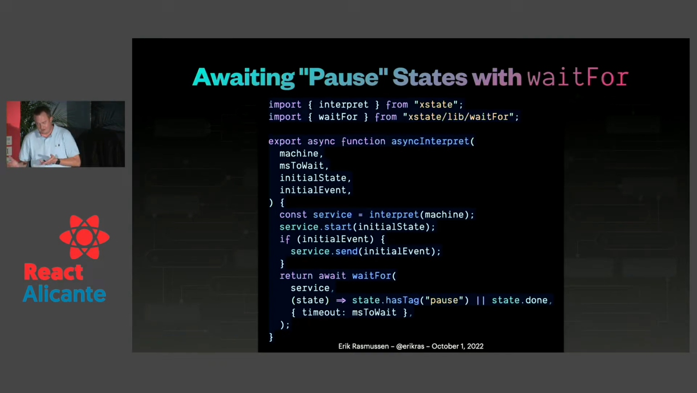Now, how do we do this? Well, my favorite state machine library is XState, by the Stately team, who are our sponsor. And they have provided this waitFor API earlier this year. Normally, the way that you use an XState state machine is with this interpret function. So I've called my function asyncInterpret. And it takes the machine definition and how long you want to wait.